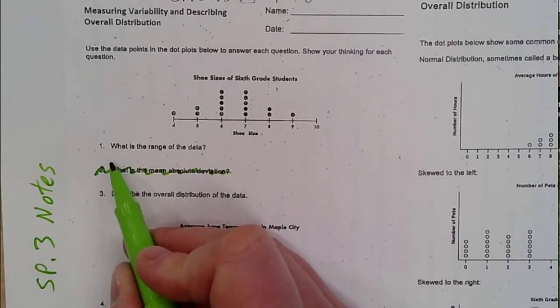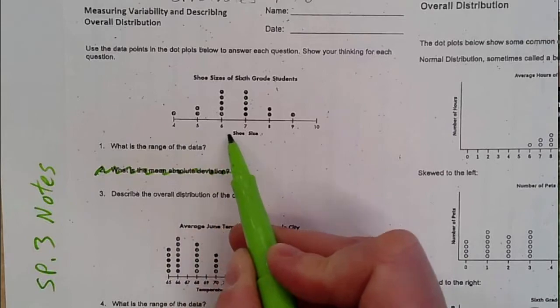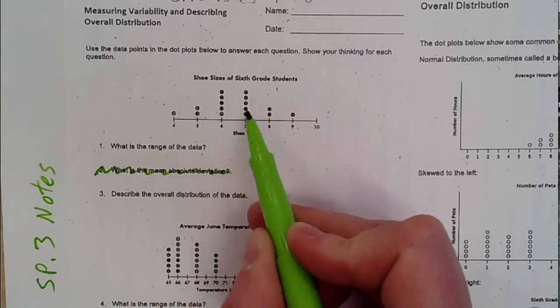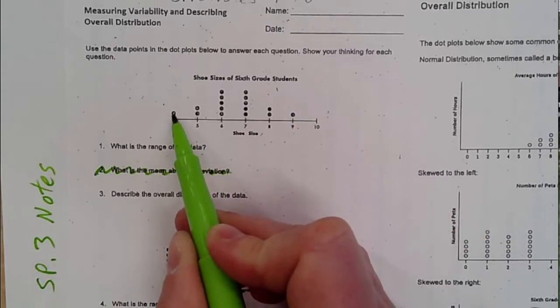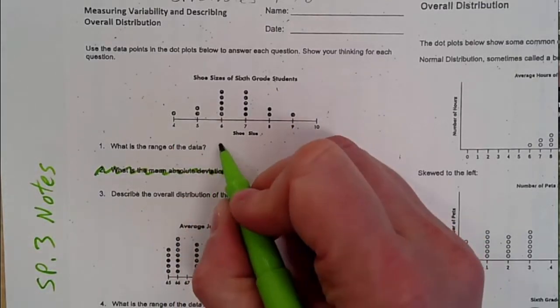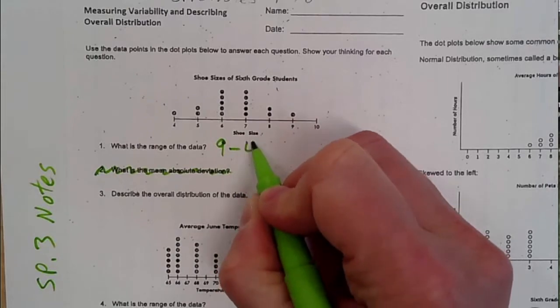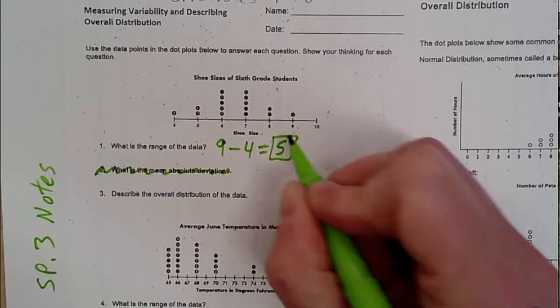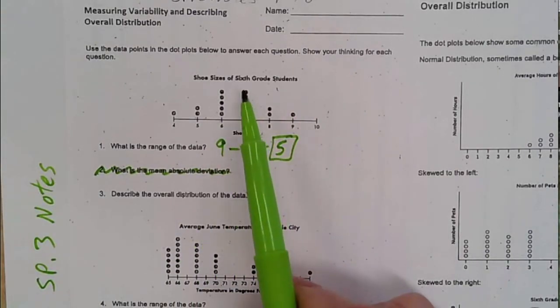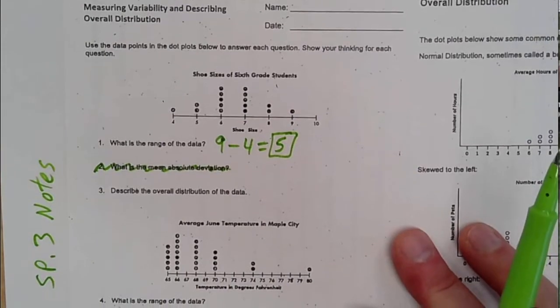First question says, what is the range of the data? Well, the numbers range here from 4 to 10, but if you look at the dots, there's somebody who has a shoe size of 9 and someone has a shoe size of 4. So for range, we talk about 9 minus 4, the biggest minus the smallest, and our range would be 5. We know these are shoe sizes of 6th graders because that's what the title says, so that kind of helps us out.